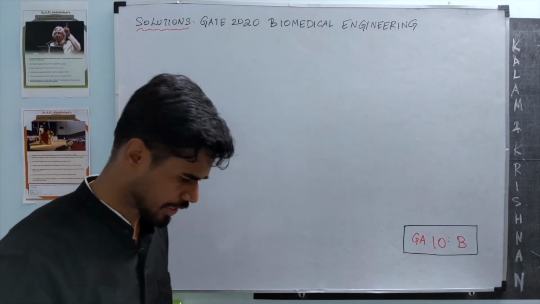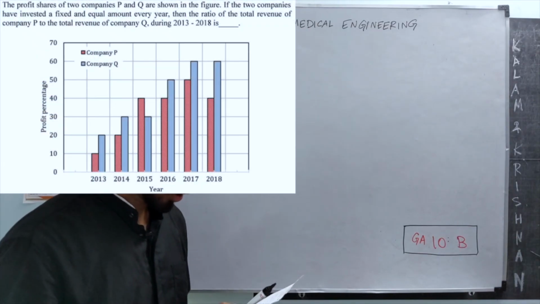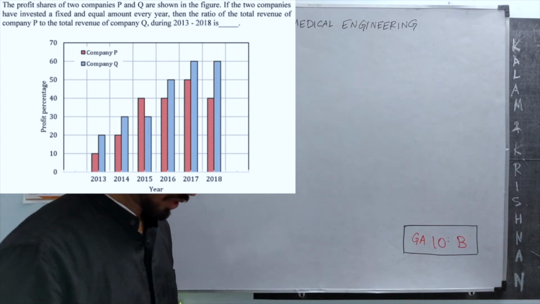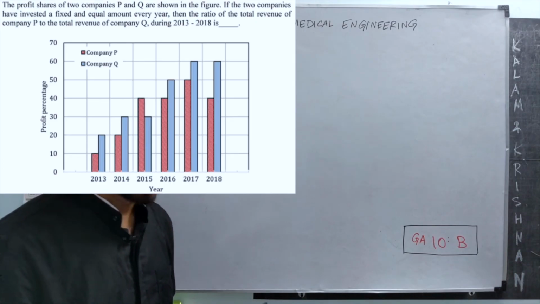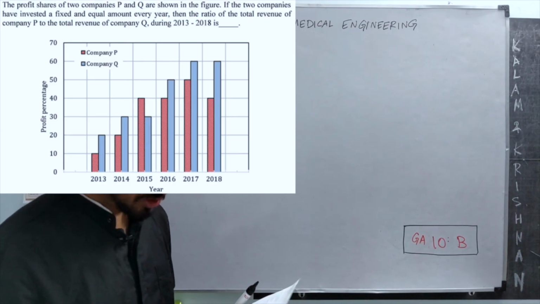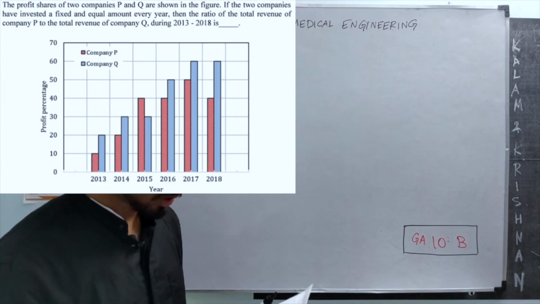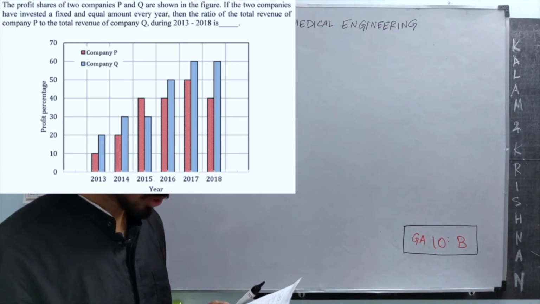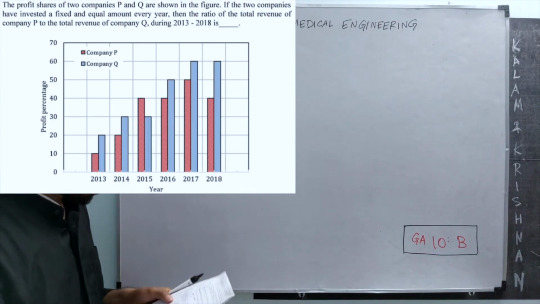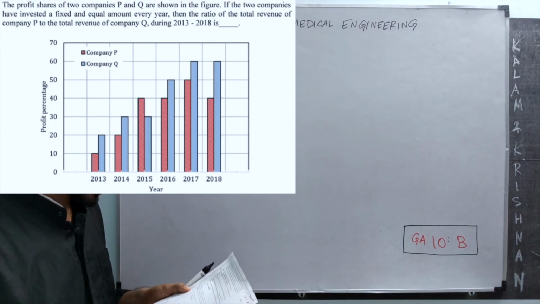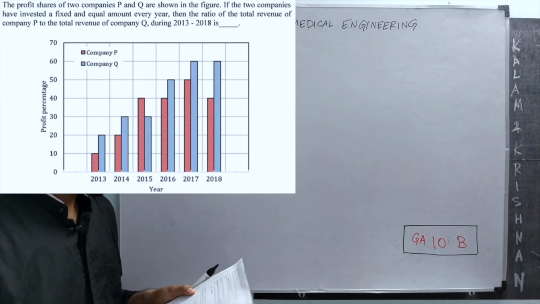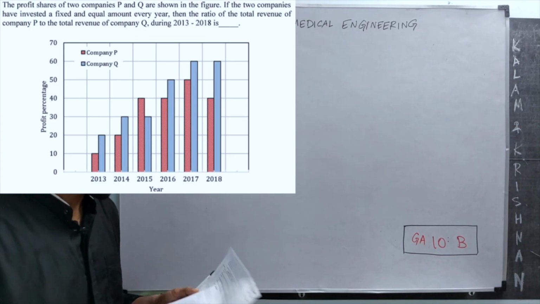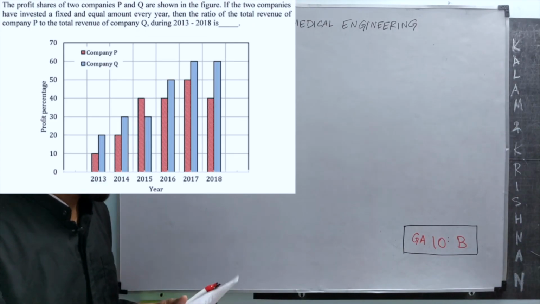Last question from general aptitude. The profit shares of two companies P and Q are shown in the figure. If the two companies have invested a fixed and equal amount every year, let's say 100, then the ratio of the total revenue of company P to the total revenue of company Q during 2013 to 2018 is... Okay, so what we are given is profit percentage. Revenue is profit plus expenses. Let's say that invested expenses are 100 every year. We need to find the ratio between P and Q.